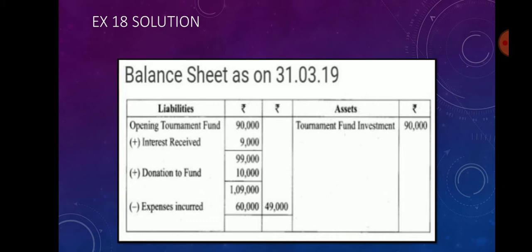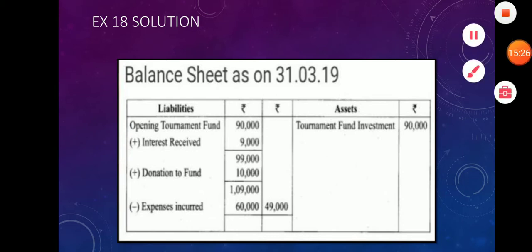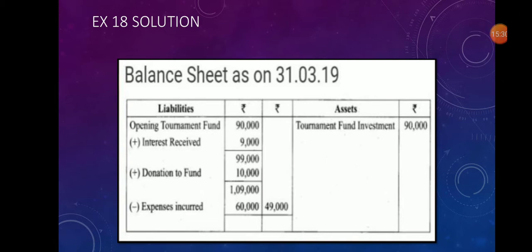In the sum, the Karaikudi Sports Club had a tournament fund, collected some funds and incurred some expenses. How does it appear in the balance sheet? It has to appear on the assets and liabilities side. Tournament fund is to be shown on the liability side, rupees 90,000, and tournament fund investment account is to be shown on the asset side of the balance sheet, rupees 90,000.